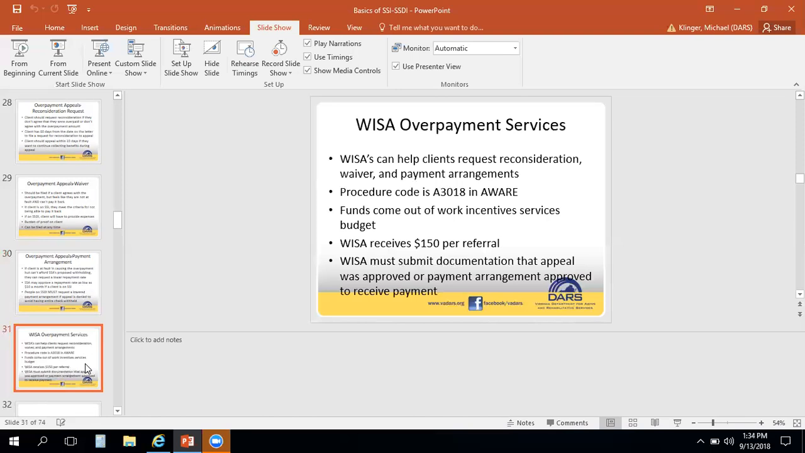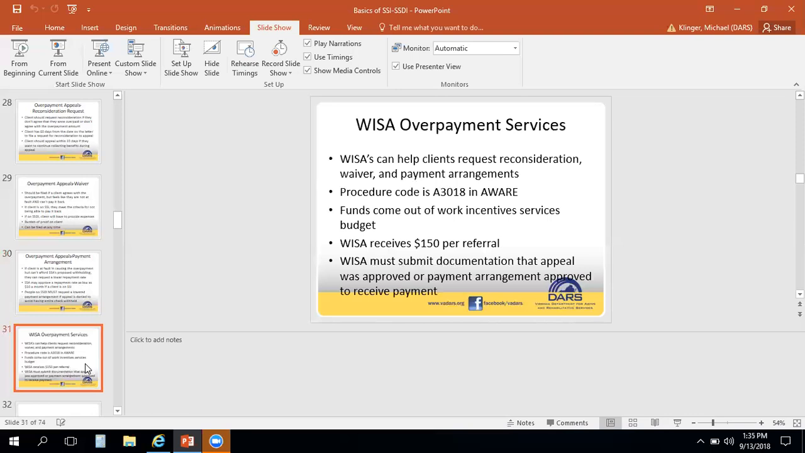So the procedure code in AWARE is A3018. So if you have a client in a situation where they come to you with an overpayment, just be aware, if you don't already know, that a WISA can help them to address that. You can issue the authorization right in AWARE. And funds come out of the work incentives budget, just like all the other work incentive services. They don't come out of the client's case service dollars. And the WISA receives $150 per referral for every overpayment case they work on.